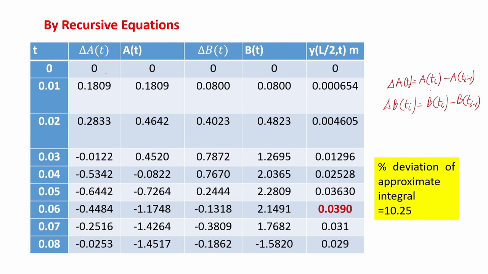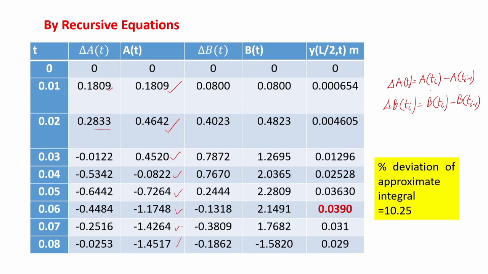So from the expression that is developed by the recursive relationship, we find that at each time instant, delta A at 0.01 is found as 0.1809, at 0.02 it is 0.2833, at 0.03 it is minus 0.0122, at 0.04 it is minus 0.5342, at 0.05 minus 0.6442, at 0.06 it is minus 0.4484, at 0.07 it is minus 0.2516, and at 0.08 minus 0.0253. So once I know delta A at the current step and A at the previous step, we can find out A at the current step. So we have found out this A at every time step.